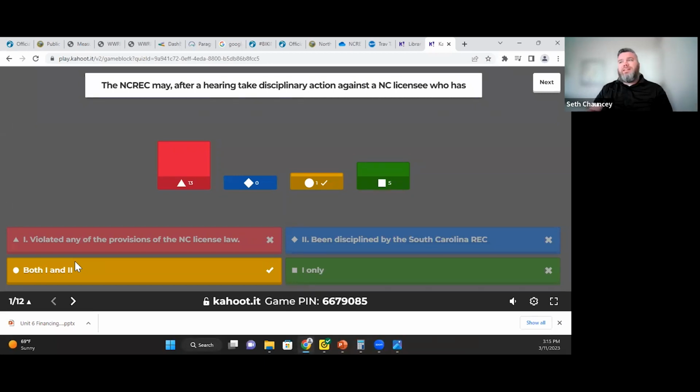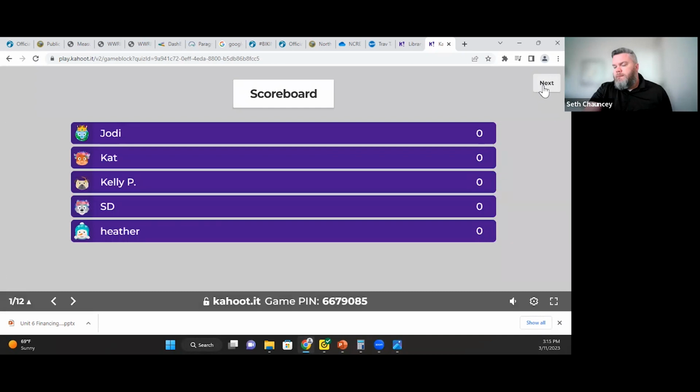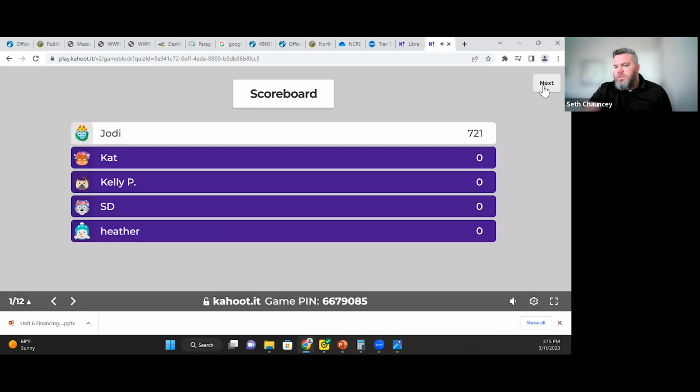So it is both 1 and 2. Any violation of the North Carolina License Commission rules, and then obviously criminal conviction or disciplinary action by another licensing board, they may act on that as well. And we're going to talk more about that one in detail, but most of these we've touched on. That's one of the ones we really haven't. See what the next one is.